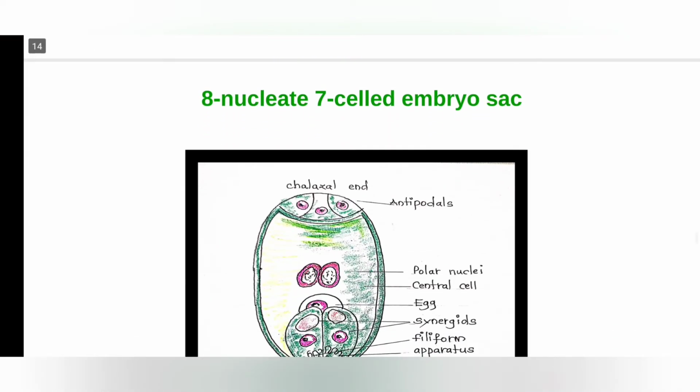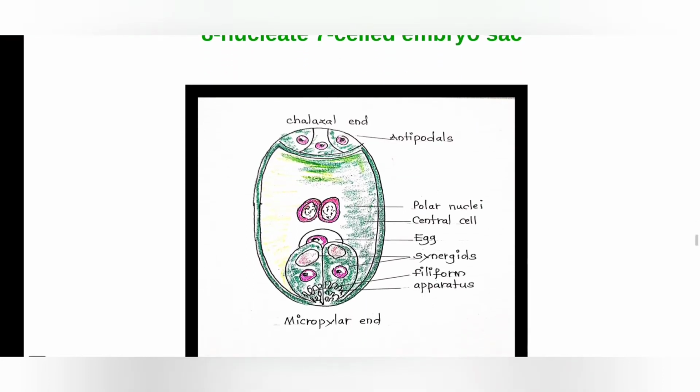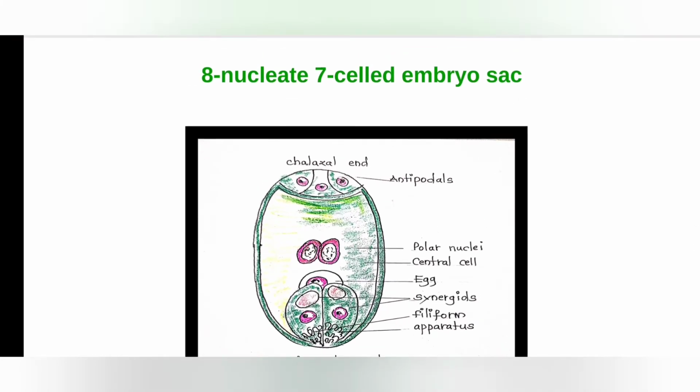Now, if you have a close look at this diagram, then you can understand very well. This is called the 8 nucleate but 7-celled embryo sac. How come it is possible? Have a look at this diagram. The pink color shaded ones are nuclei. How many nuclei are there?